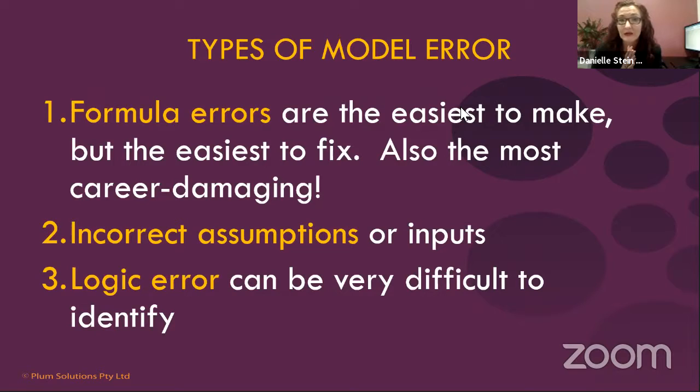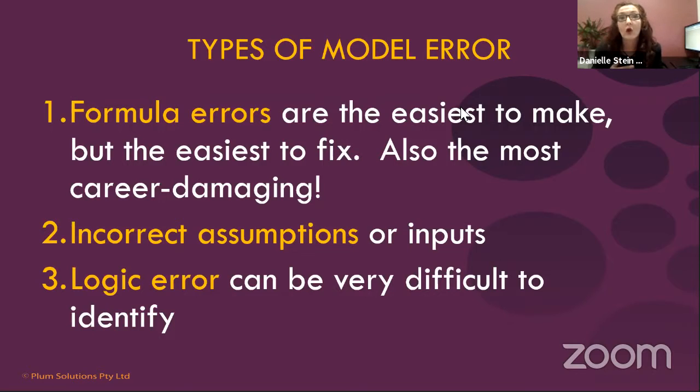So formula errors are probably the most career damaging, so we try to reduce that from happening. The second one is incorrect assumptions. So just making the wrong assumption or the wrong input. And as a financial modeler, you may or may not be responsible for the assumptions, but that's probably the easiest to fix, but also the easiest to check.